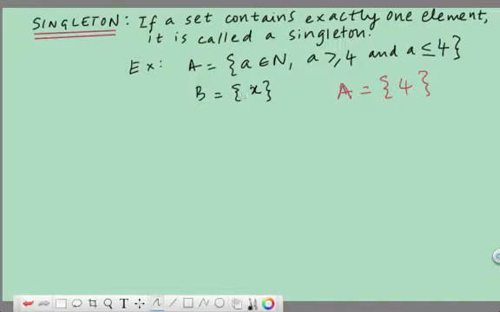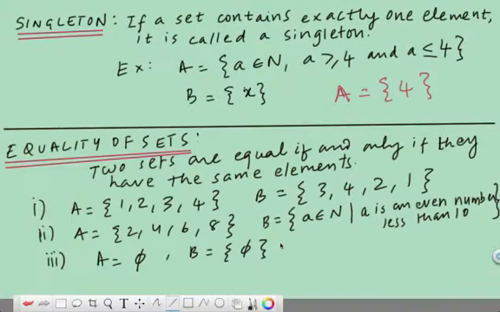Similarly, B equal to {x}. It has only one element, which is x. So B is also a singleton. Next we will talk about equality of sets. Two sets are said to be equal if and only if they have the exact same elements. Let's look at some examples.